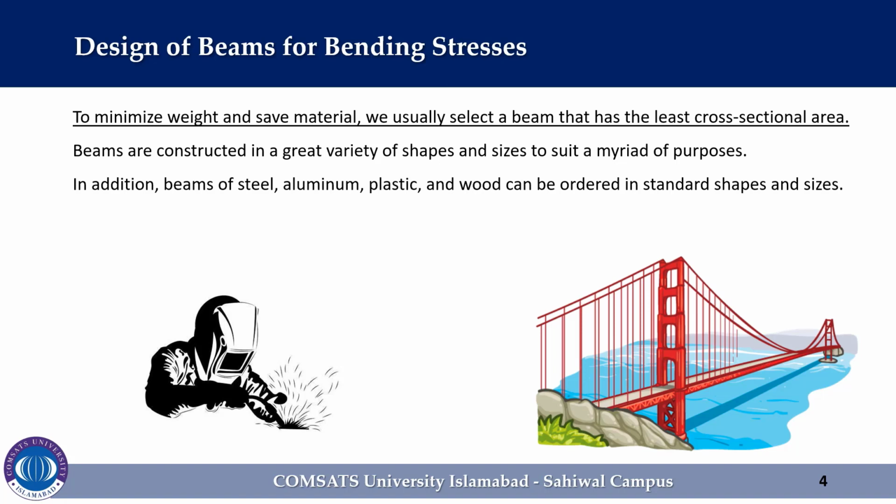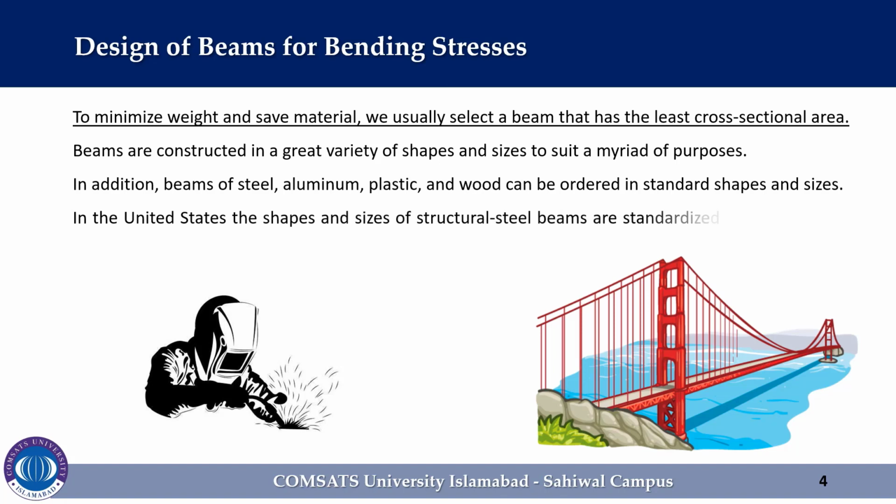However, the dimensions and properties of any kind of beams are listed in engineering handbooks. For instance, in the United States, the shapes and sizes of structural steel beams are standardized by the American Institute of Steel Construction, which publishes manuals giving their properties in both USCS and SI units. The tables in these manuals list cross-sectional dimensions and properties such as weight, cross-sectional area, moment of inertia, and section modulus.